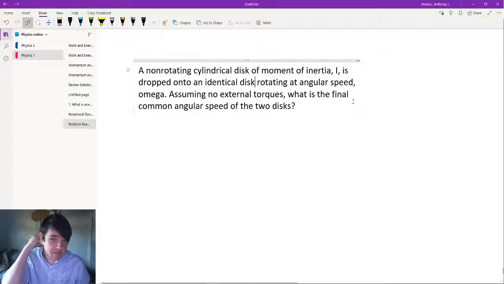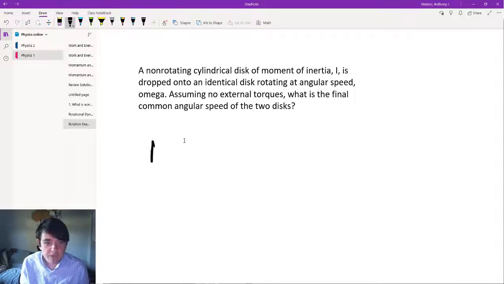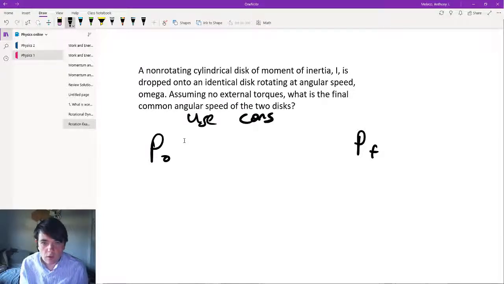So a non-rotating cylindrical disk is dropped onto an identical disk that's already rotating at an angular speed omega. And we want to assume no external torques. What is the final common angular speed? So what's happening is we have a P initial and a P final. So you use conservation of angular momentum. Okay.